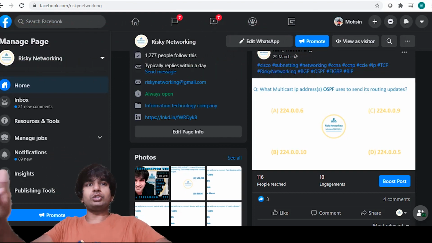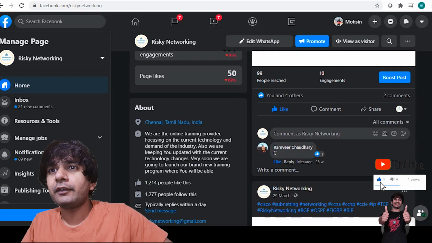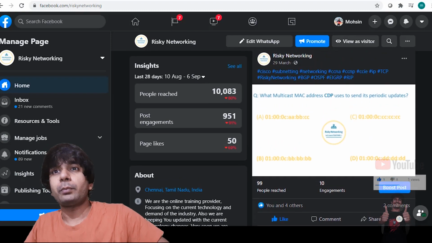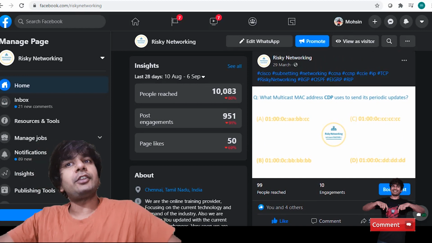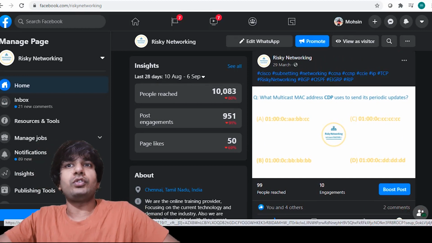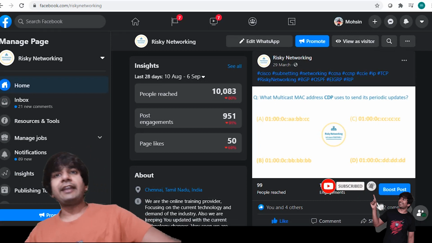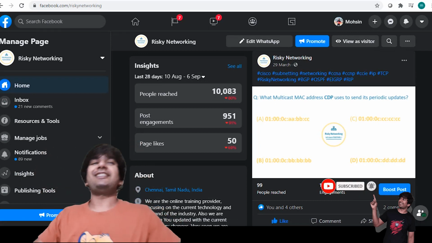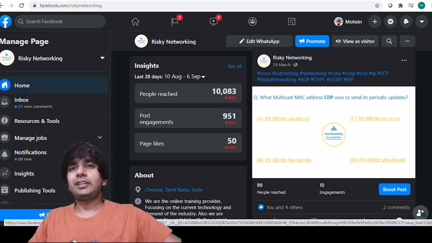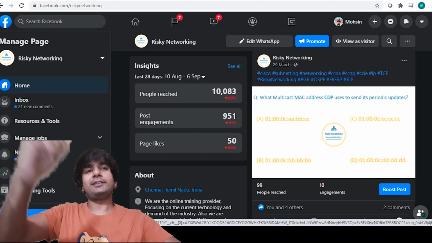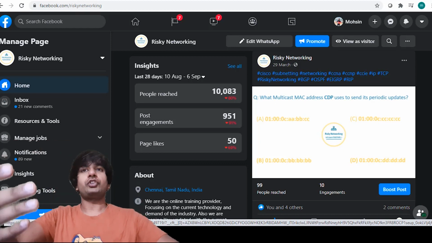So this was the question which I explained to you in the last class. Let's start with another question. This is about multicast MAC addresses. What multicast MAC address does CDP use to send its periodic update? Guys, the correct answer is option C, 01:00:0C:CC:CC:CC. That is the multicast MAC used by Cisco Discovery Protocol.